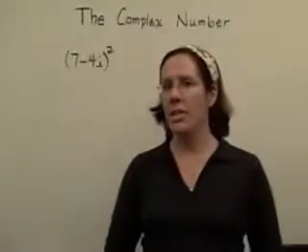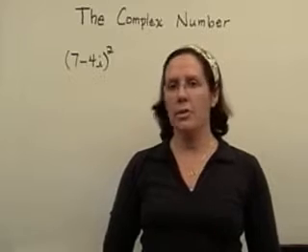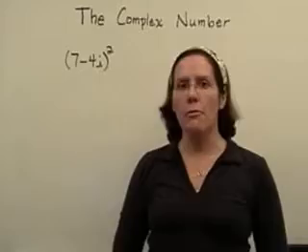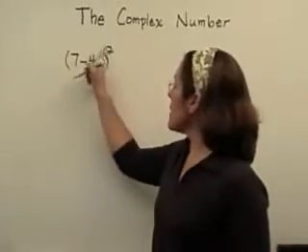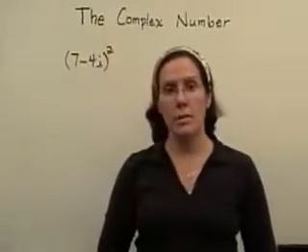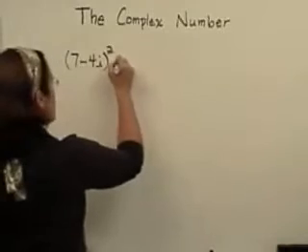This is a simple problem, but I just have to share it with you because I have some of you still making this mistake. Whenever I ask you to take a binomial and square it, I want you to multiply that binomial times itself. Many people will take this problem, take a 7 and square it and get 49, and they'll take a minus 4i and square it and they'll get a positive 16i squared. That's not right. You need to write this out 2 times.